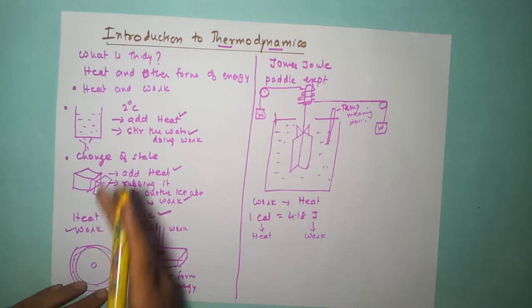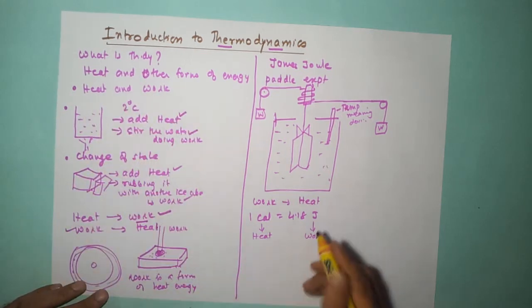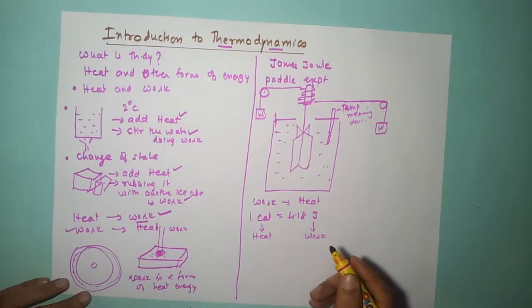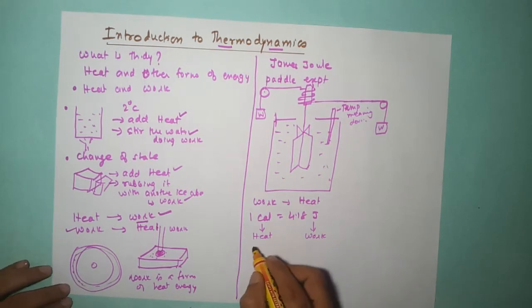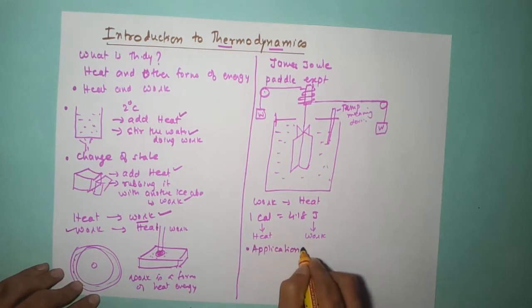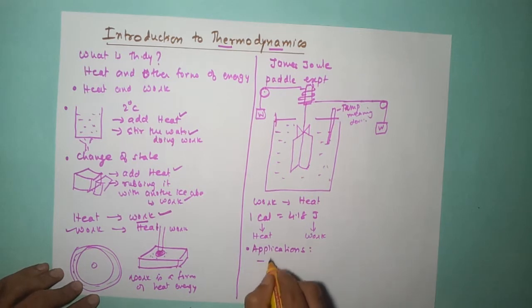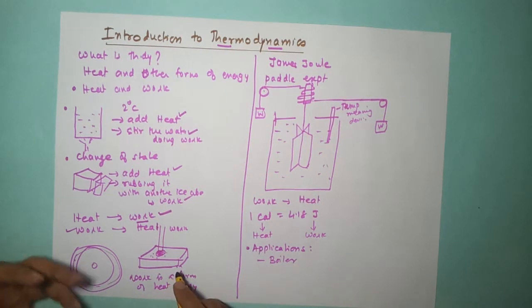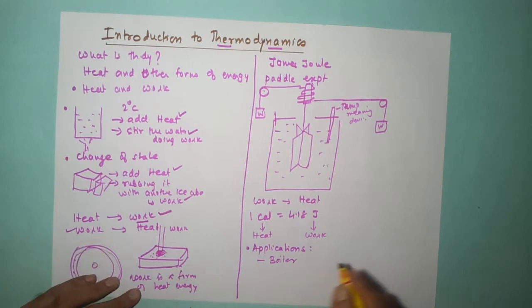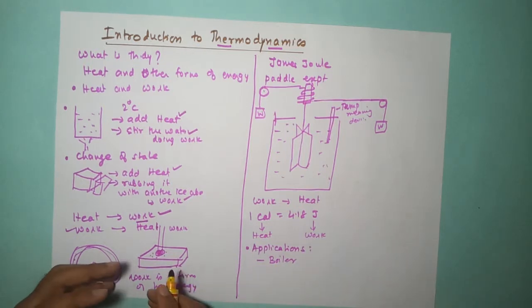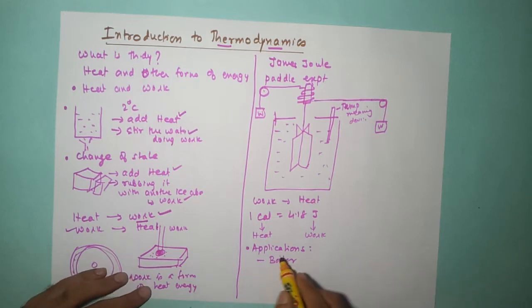So this part was about the qualitative relationship between heat and work, and here we've looked at the quantitative relationship between heat and work. To end the video, I'll talk about a few applications of thermodynamics. For example, one of the first applications that we can think of is a boiler. In a boiler, heat energy is used to convert water into steam, and then steam is used to run turbines and generate power. So you're basically using heat energy to do work, and this is an excellent example of the application of thermodynamics.